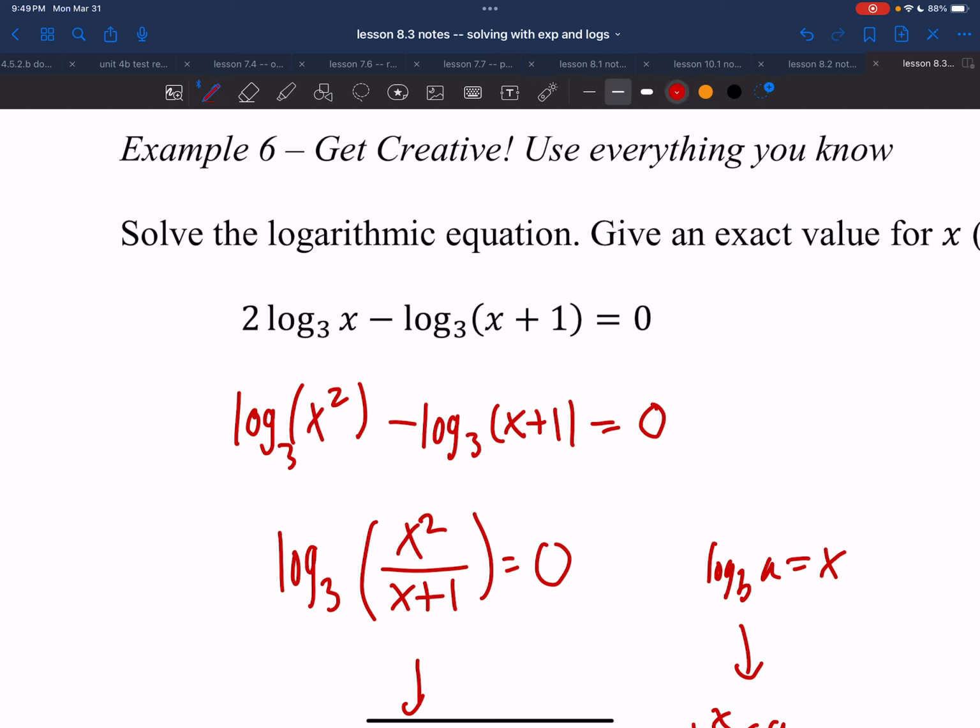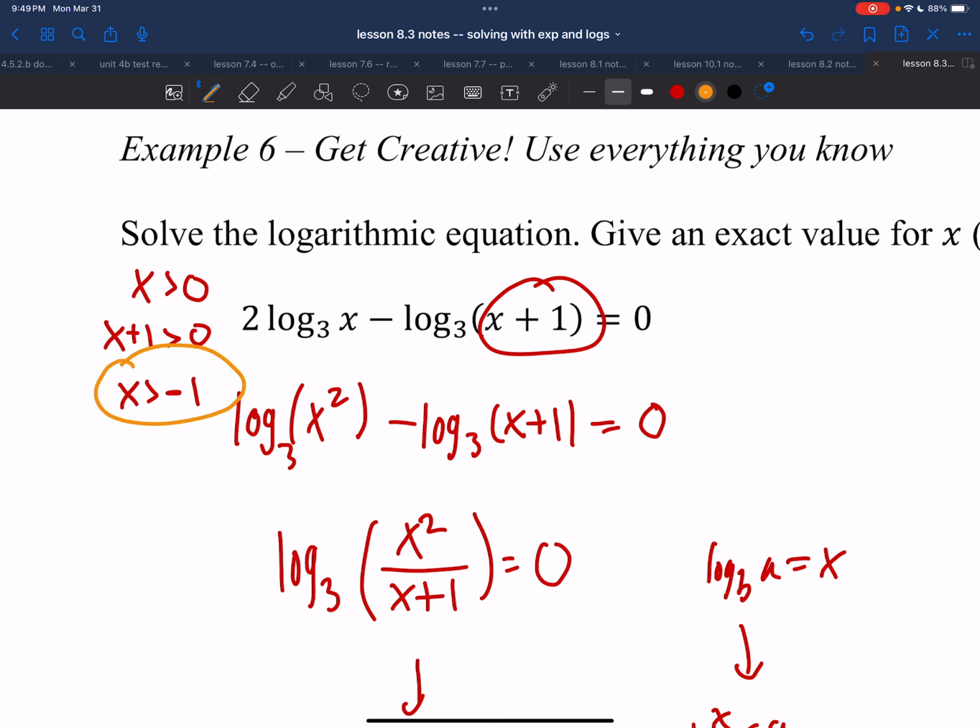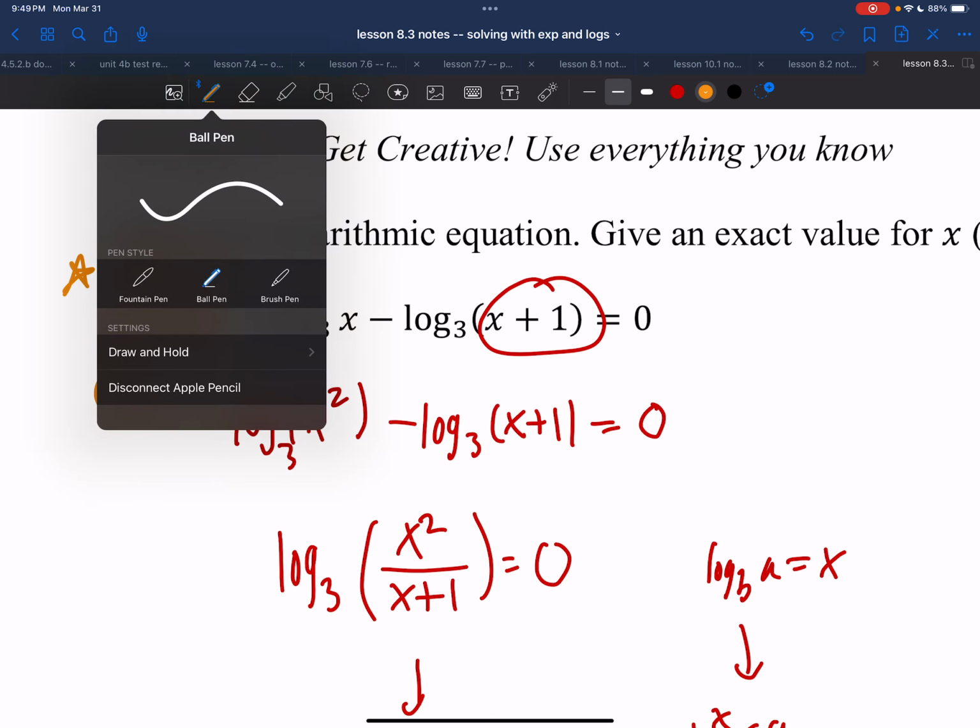Now, log base 3 of x, that input x says the domain is x more than 0. But then this one, x plus 1, has to be more than 0 too. X plus 1 has to be more than 0, which implies x needs to be more than -1. So between these two things, you need to make sure your answers are more than -1, and more than 0. Well, if they're more than 0, they are more than -1. So really the thing that matters is that it's more than 0.